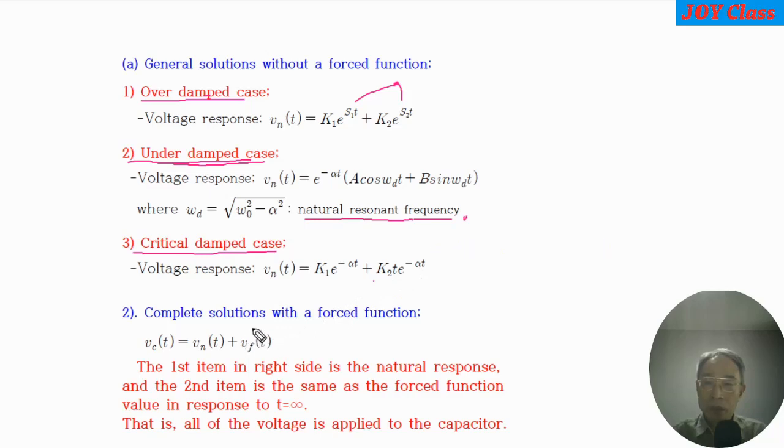We want a complete solution with the forcing function, which equals the natural response Vn(t) plus the forced response Vf(t). The first item is the natural response, and the second item is the same as the forcing function value in the response as time t approaches infinity. That is, all of the voltage is applied to the capacitor.